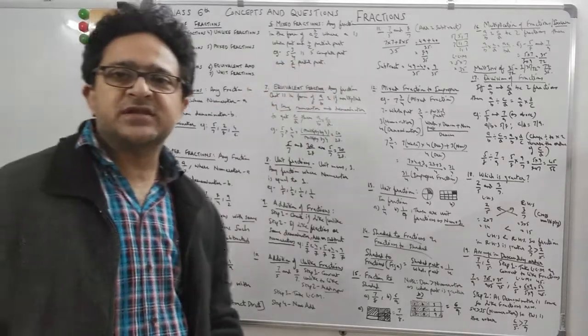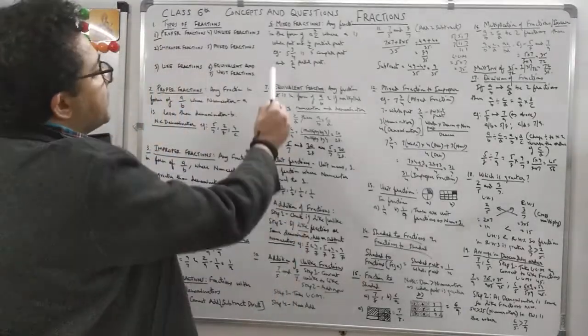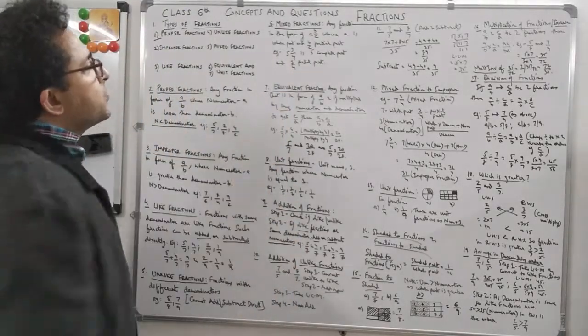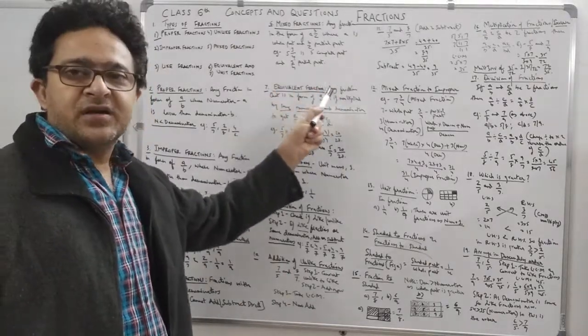Now I will give you an example so that you understand this very well. Mixed fractions. I have taken the example 5, 3 by 4. So 5 is the complete part and 3 by 4 is the partial part. Clear, students?